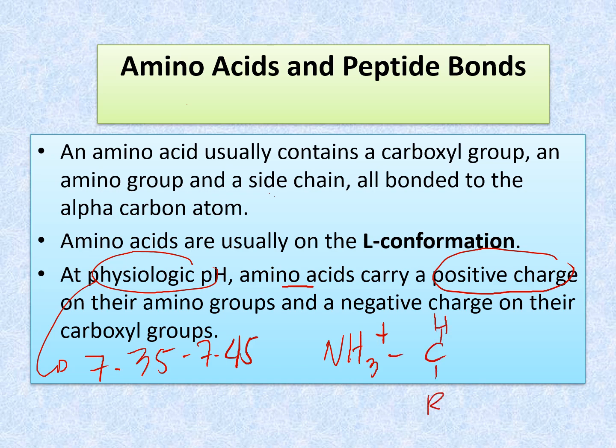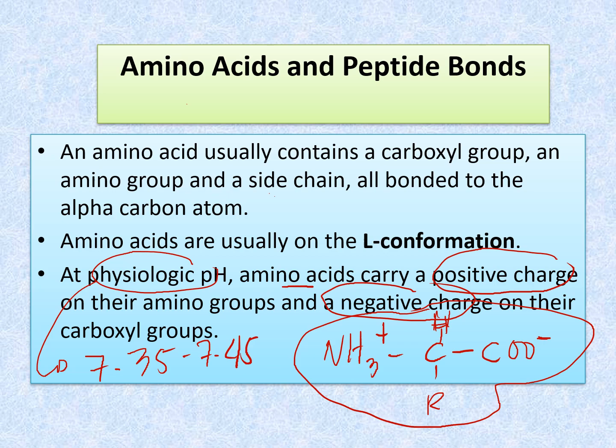And amino acids will also carry a negative charge on their carboxyl group. So, ano yung itsura niya? C double bond O with negative charge. I will explain in the succeeding slides how come your amino acids would look like this once they are exposed to physiologic pH. But for the meantime, kindly memorize this specific molecular structure or molecular formula of your amino acids when they are in physiologic pH.